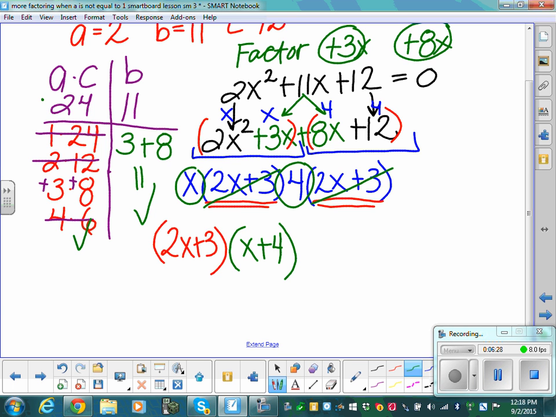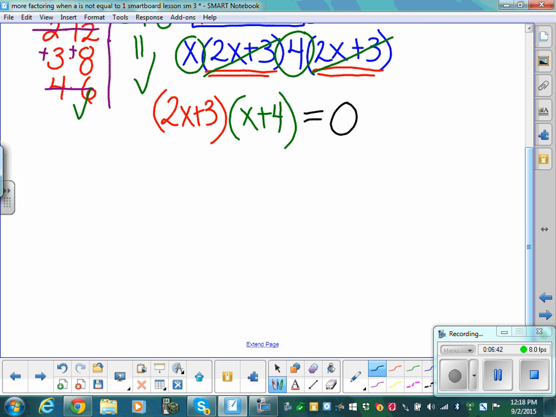And now we're down to the linear factors, meaning these factors are both degree 1. And we have this equal to 0. So now what the zero product property tells us is that we can set these factors individually equal to 0 and solve for x. So I'm going to set 2x plus 3 equal to 0. I'm going to go over here and set x plus 4 equal to 0. And then solve for x piece by piece.